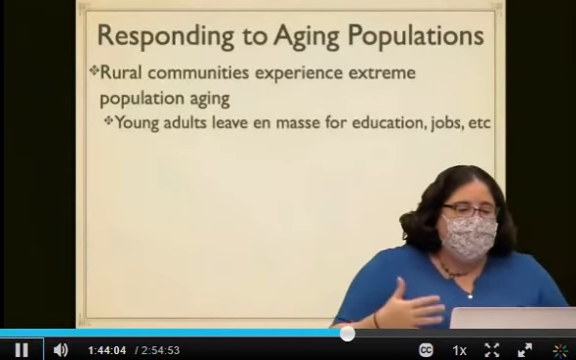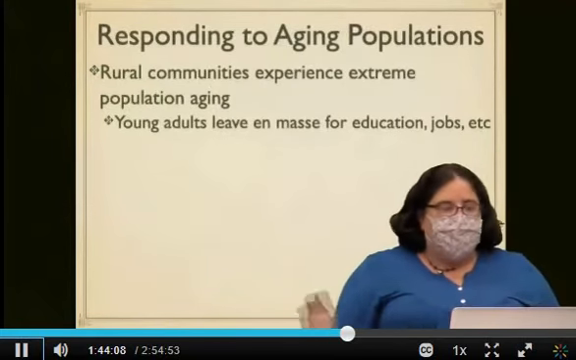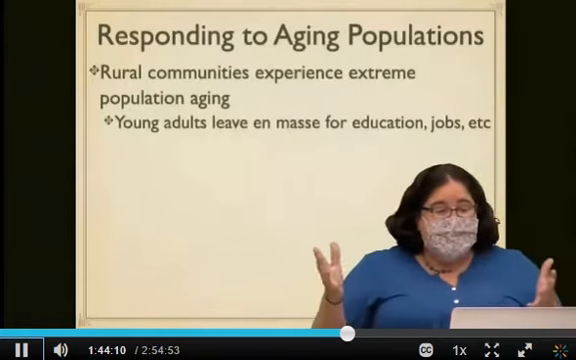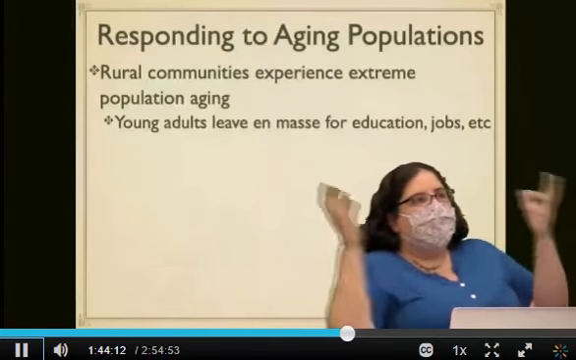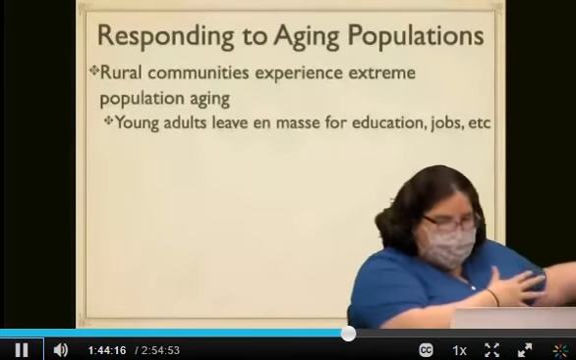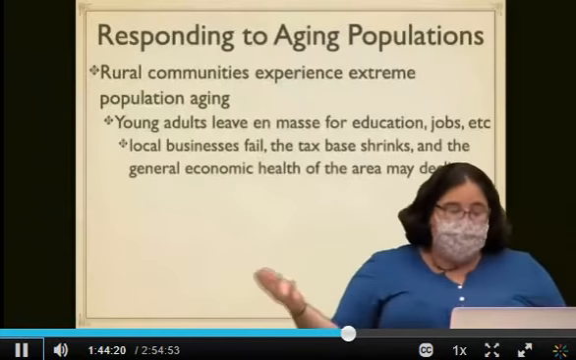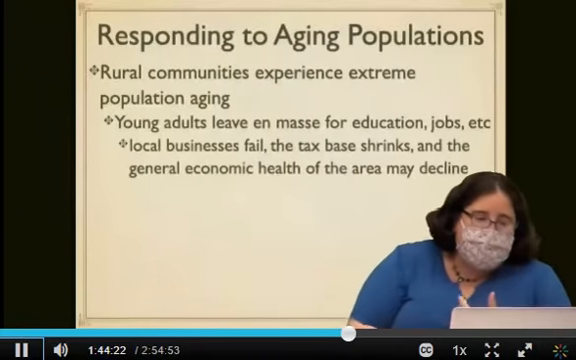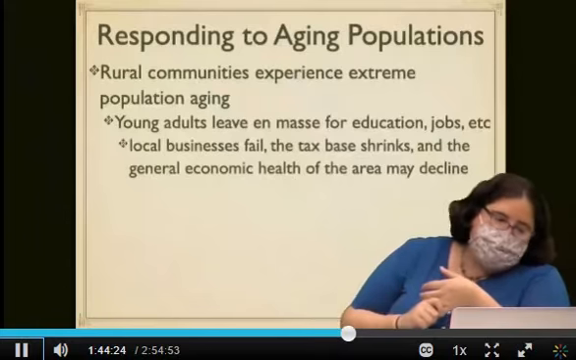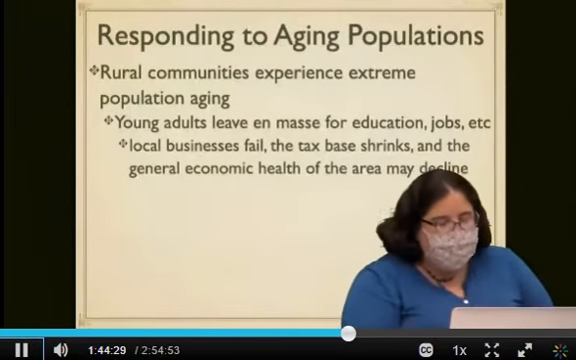Young adults leave en masse for jobs or education. I don't have to explain this to Mainers. We know this even as a state. We have a huge emigration of young adults leaving the state. But when that happens, as we know, local businesses can fail, the tax base shrinks, and the general economic health of the area may decline.